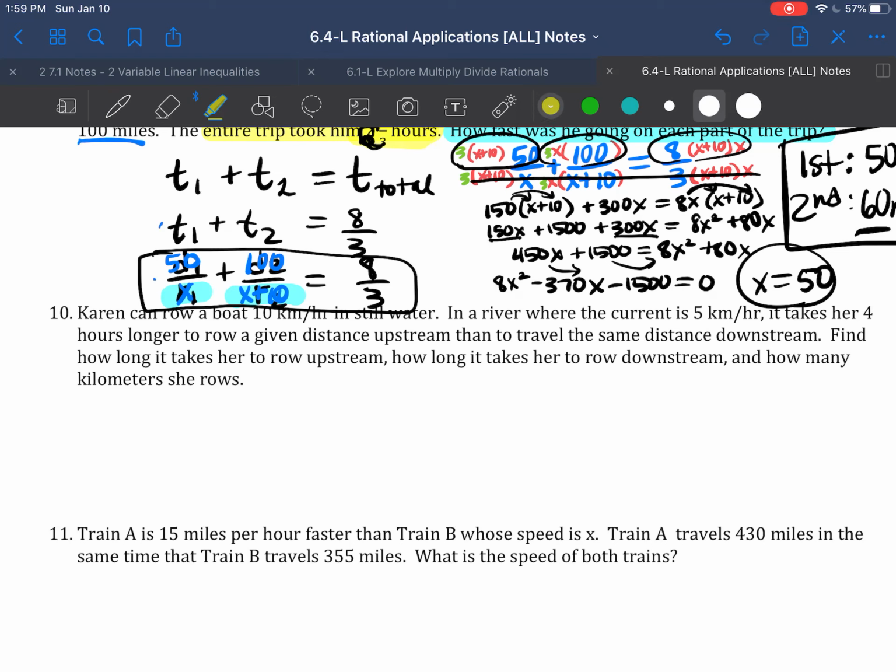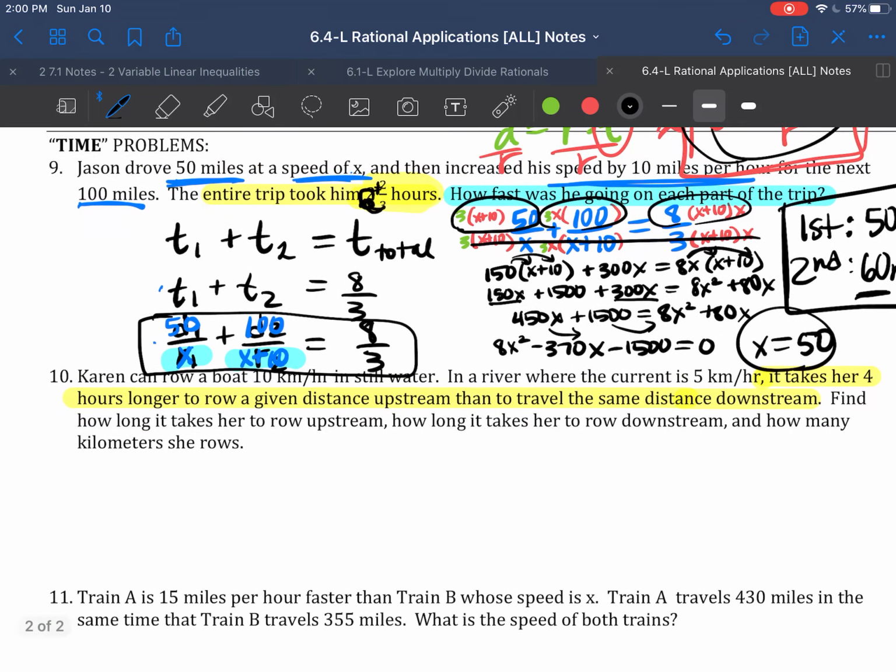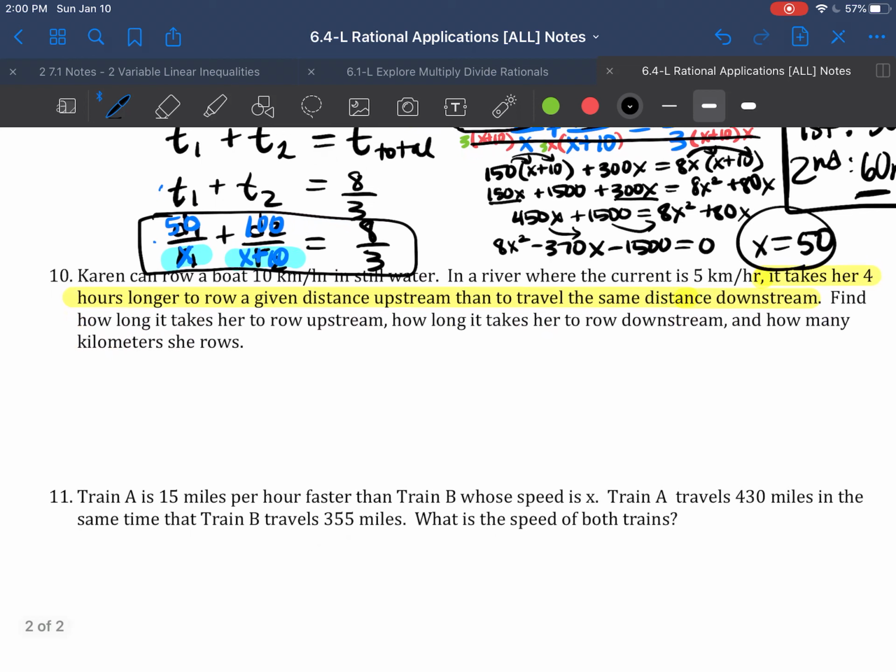Look for the sentence about the time. Okay, and so when I look at this sentence again, the sentence about the time says it takes 4 hours longer to row upstream than to travel the same distance downstream. Okay, always look for hours or minutes, a unit of time, when you're looking for that sentence. Okay, so 4 hours. And so this time, they're not giving me a total time like they did in number 9. They're giving me a comparison.